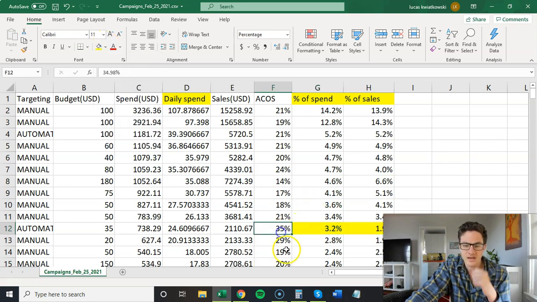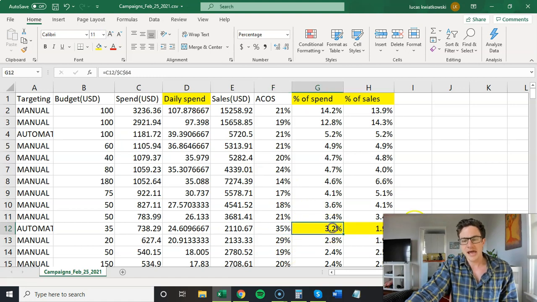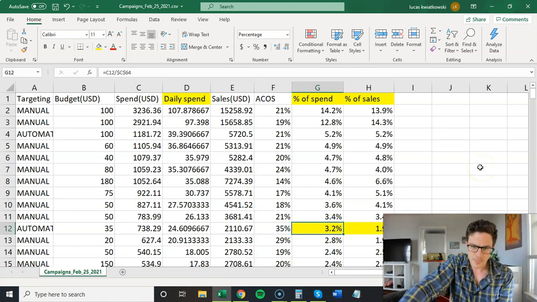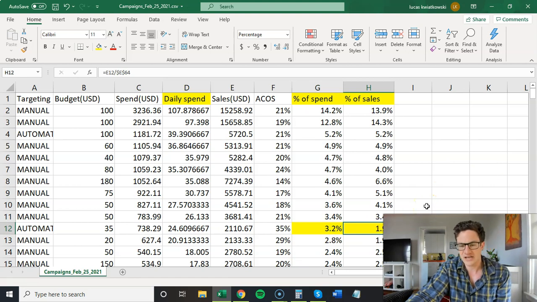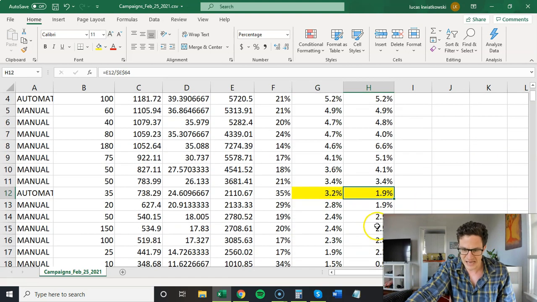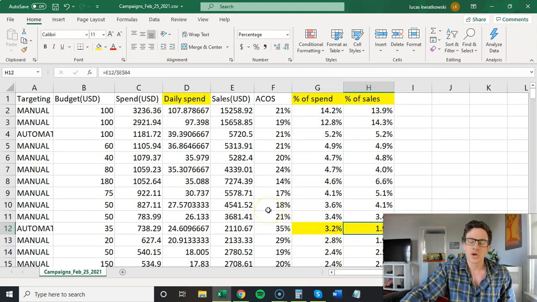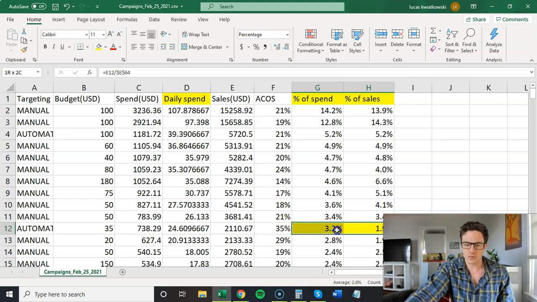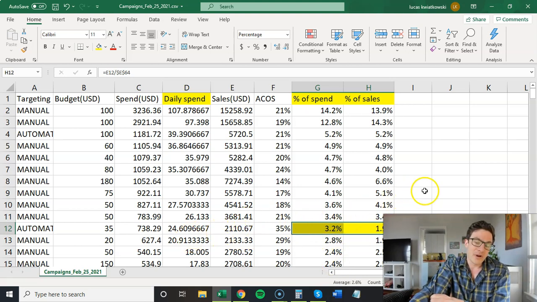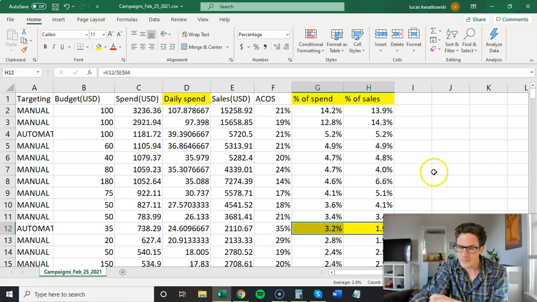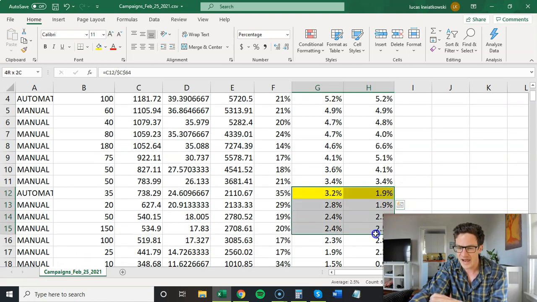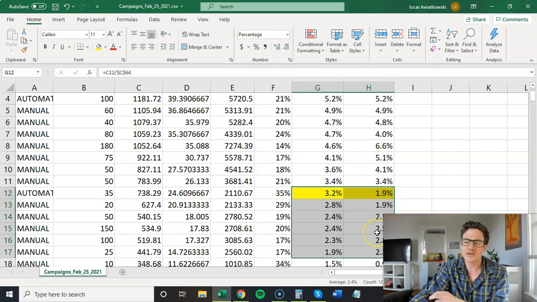But let's look at this one right here. This campaign has a 35% ACOS. It's made up 3.2% of my total spend, but only 1.9% of my sales. That's the biggest delta that I've seen yet, the biggest change, I think, on the account. So what I want to do is get these numbers to equal, right? Obviously I can go into this campaign and dive deeper on it and see what's happening. But if you pull this for your account, I'm guessing you're going to have a lot of them that have a big delta. So what I want you to do is start cutting back your budgets.